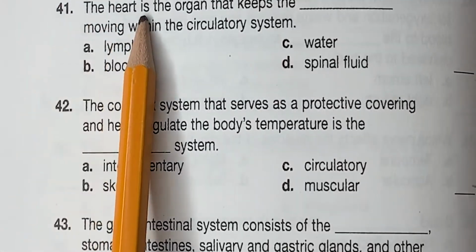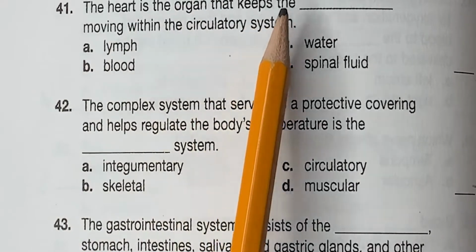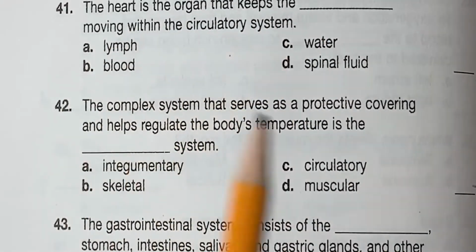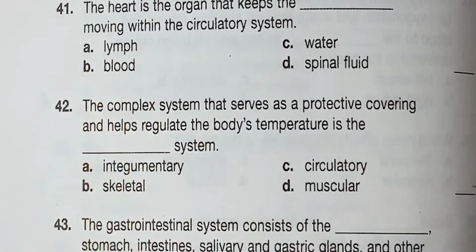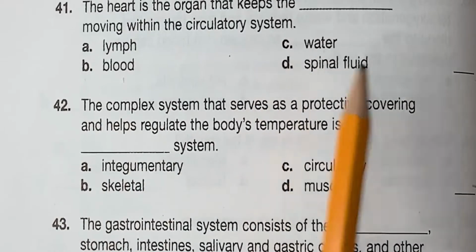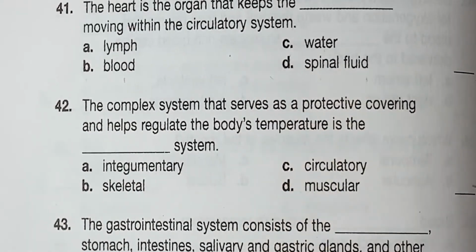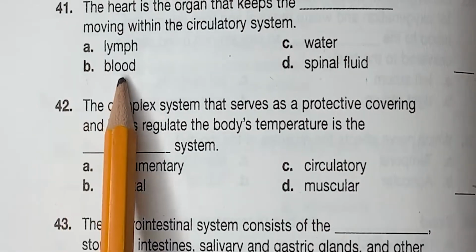41. The heart is the organ that keeps the blank moving within the circulatory system. Is it A, lymph? B, blood? C, water? Or D, spinal fluid? And your correct answer is B, blood.